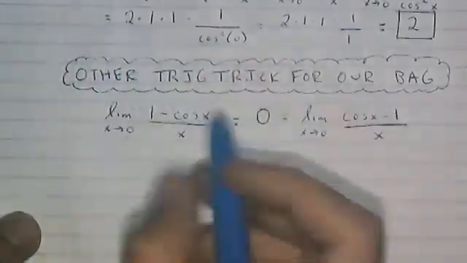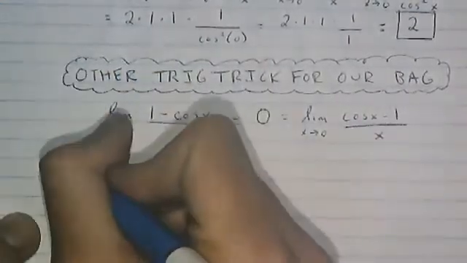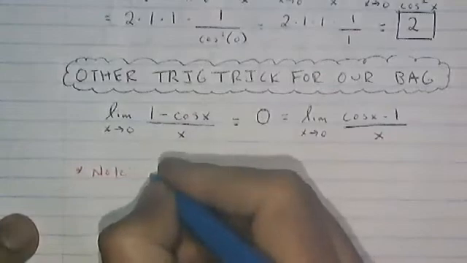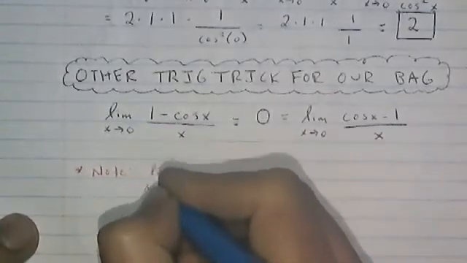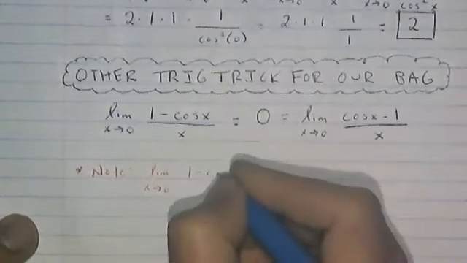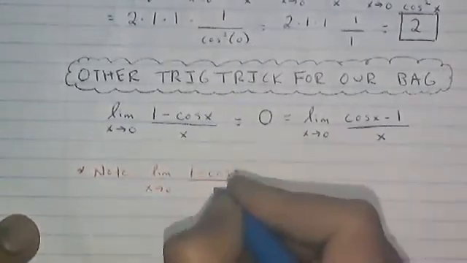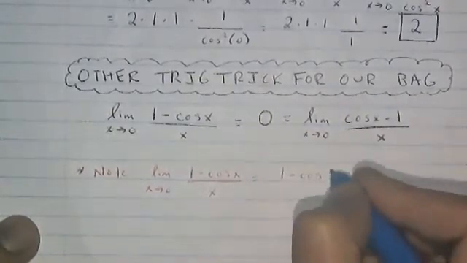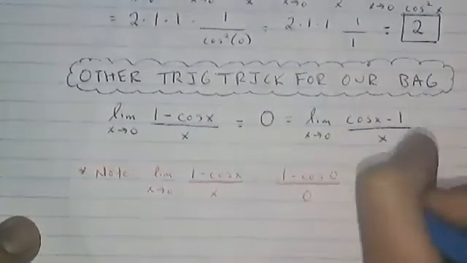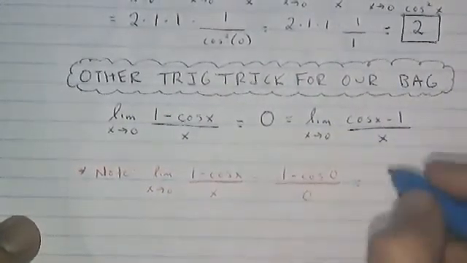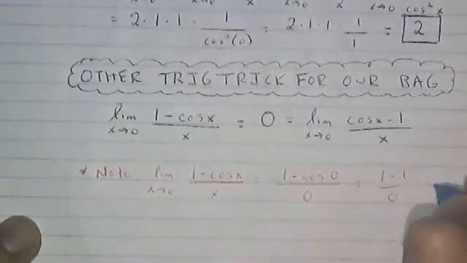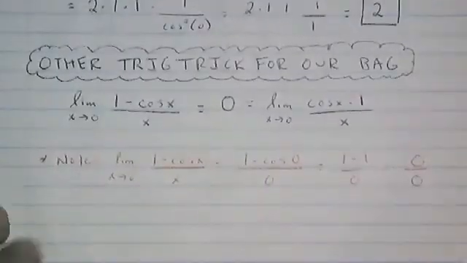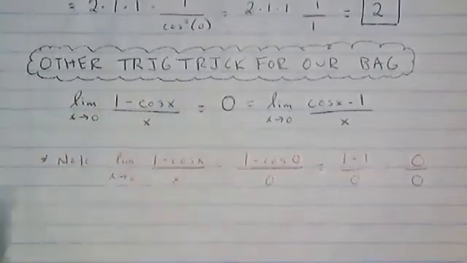Let's just quickly convince ourselves that this ratio is an issue. Note that if we plug and play the limit of 1 minus the cosine of x divided by x, we would get 1 minus the cosine of 0 over 0. We just said that the cosine of 0 was 1. We get 1 minus 1 over 0, 0 over 0. Eesh. So that's why we need this theorem. In this case, it turns out to be 0.